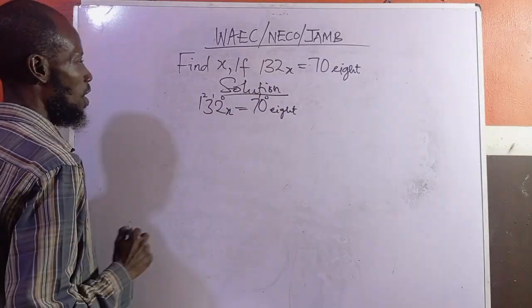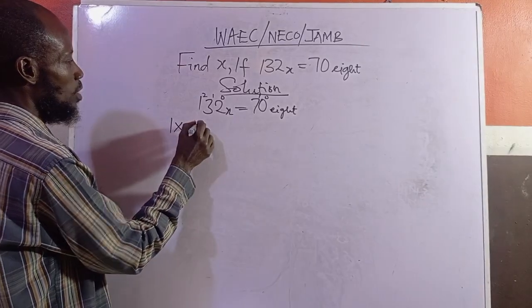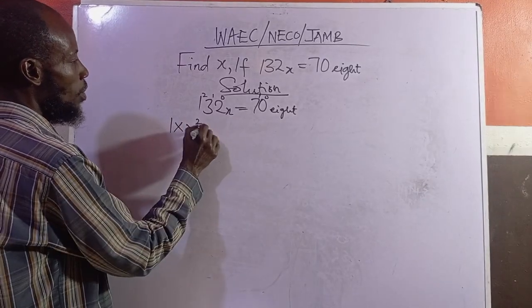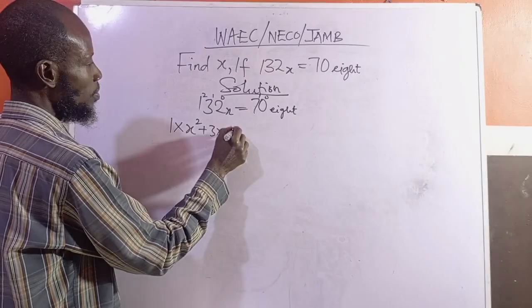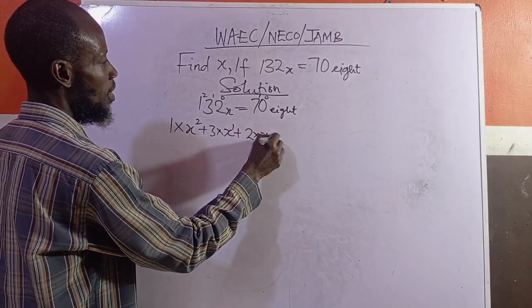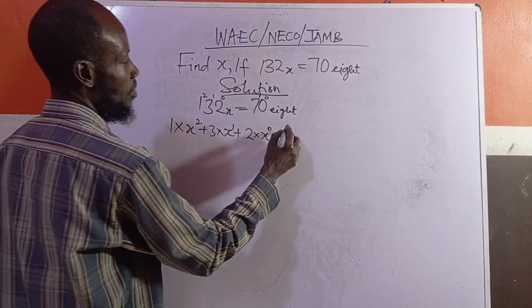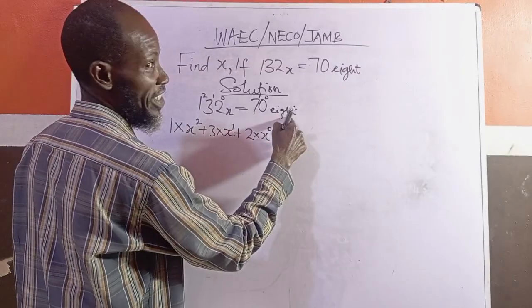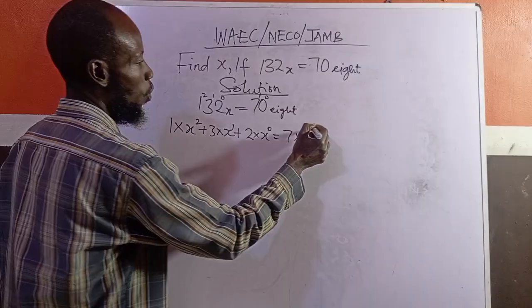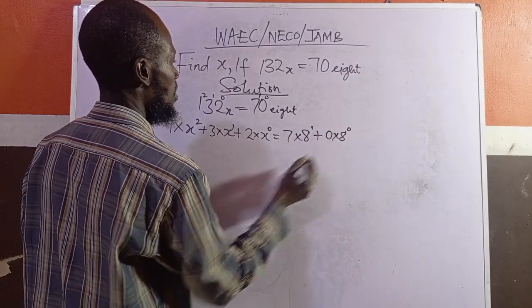So now let's expand in terms of the base. So we are going to have 1 times x to the power of 2 plus 3 times x to the power of 1 plus 2 times x to the power of 0 is equal to 7 times 8 to the power of 1 plus 0 times 8 to the power of 0.